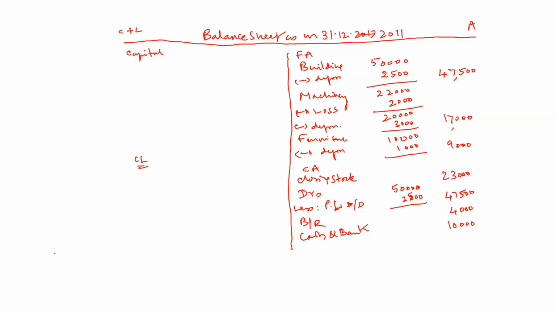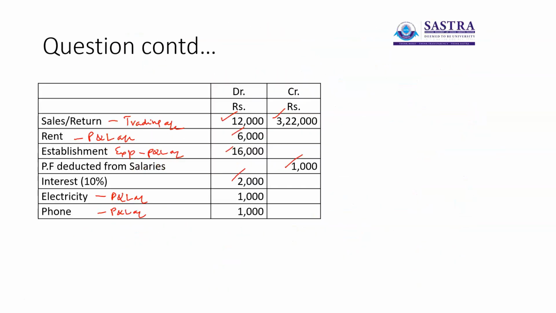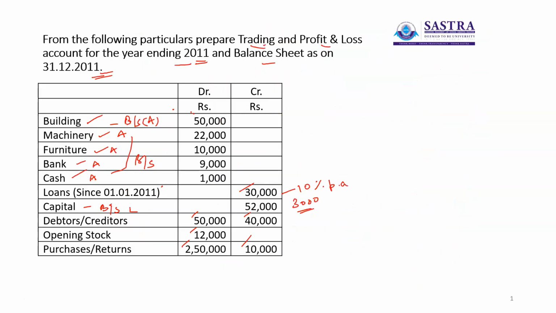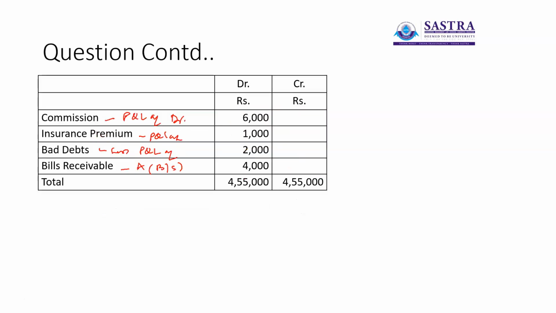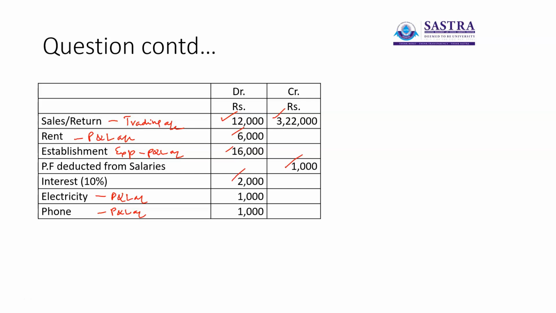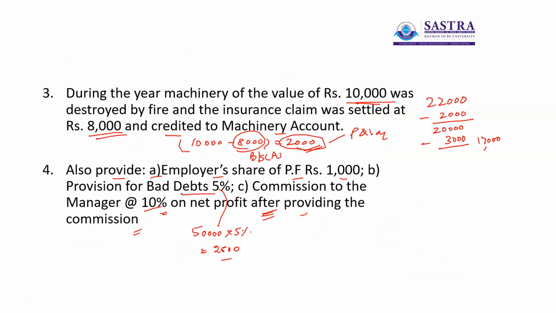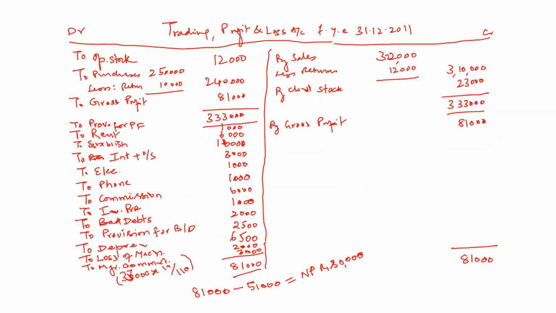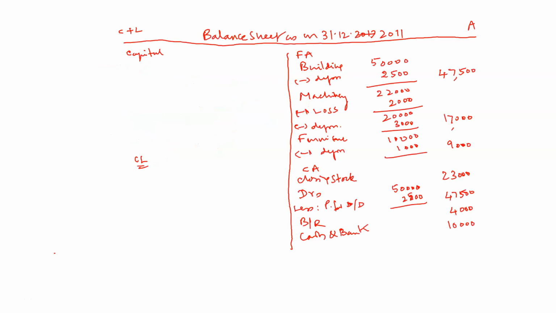So on to the liability side, capital. As per trial balance, capital is 52,000. We have to check whether drawings is there. If drawings is there, it must be reduced. There is no drawings given. Interest on capital is not given. So if interest on capital is not given, we have to add along with the opening capital.